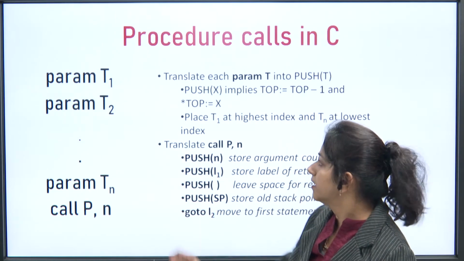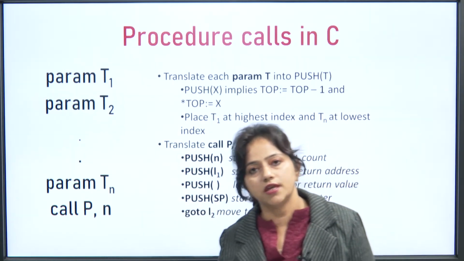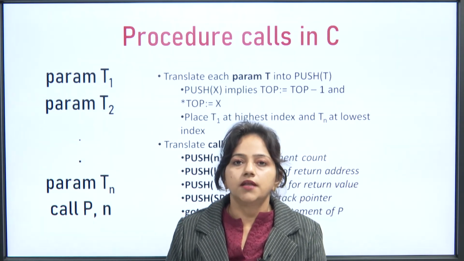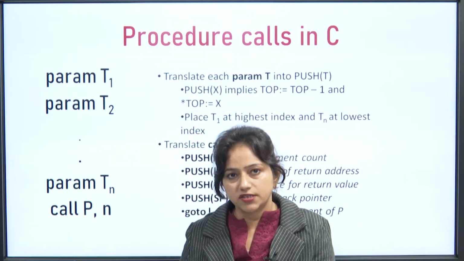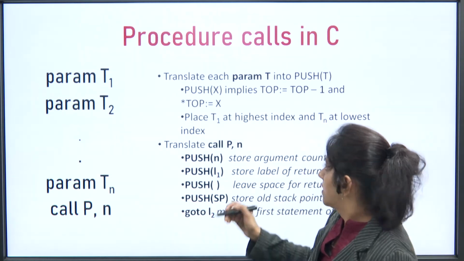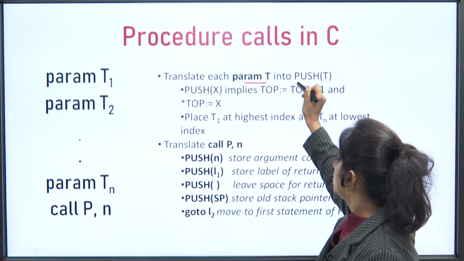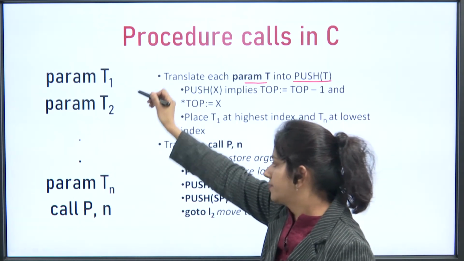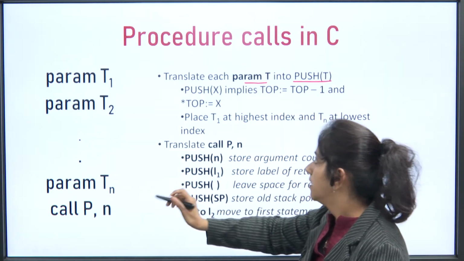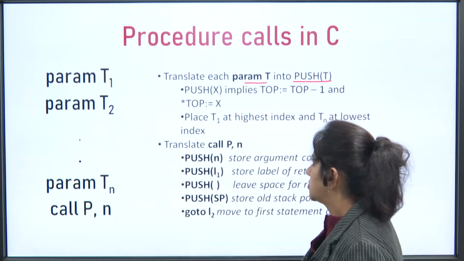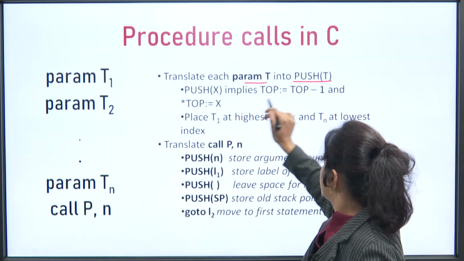Okay, sorry. So, this will be used. Now, we need to see how the object code, the runtime code, will be obtained for such type of instructions. Here we translate each parameter T into push T. Wherever we have T1, T2 and Tn, they all will be translated into push T.